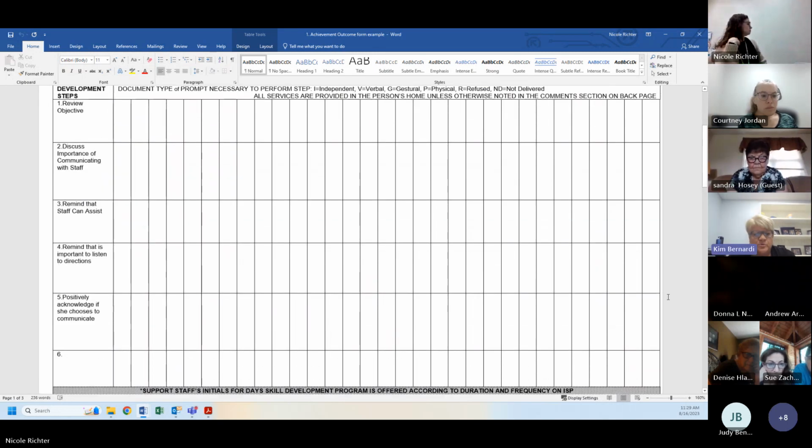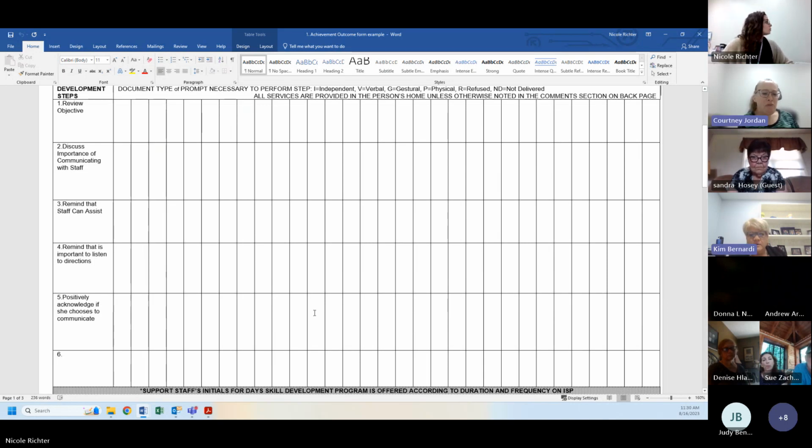The third one was remind that staff can assist. So you remind the individual, hey, staff can assist you. There's more staff than just me. Remind that it's important to listen to directions, because that was in her achievement outcome, and positively acknowledge if she chooses to communicate. That's the achievement outcome. That's how it should look. Again, we have these forms too. You can make up your own as long as it's similar and has what needs to be on there.